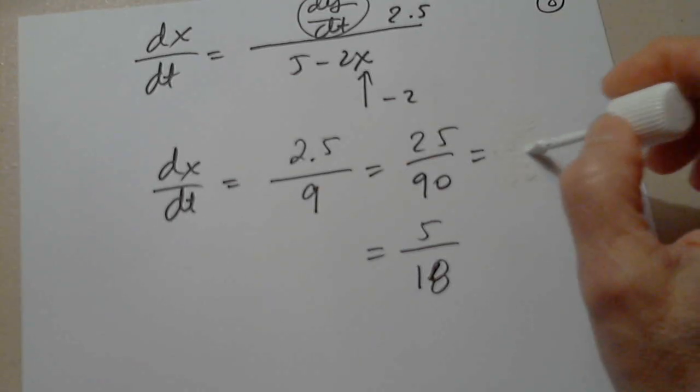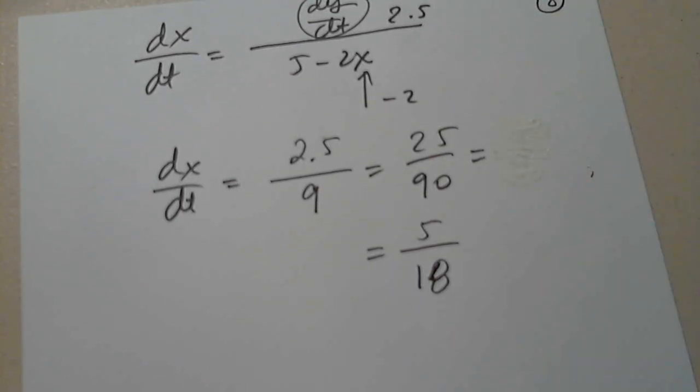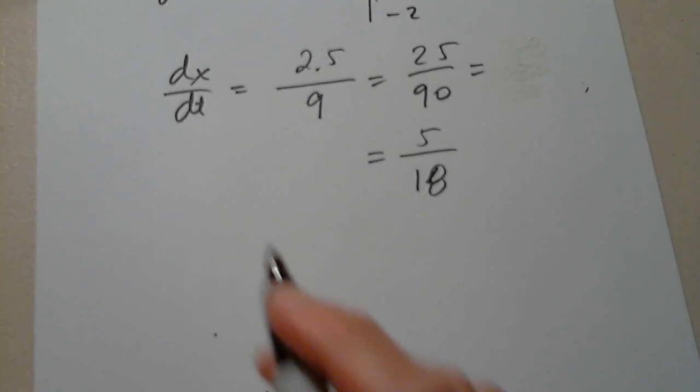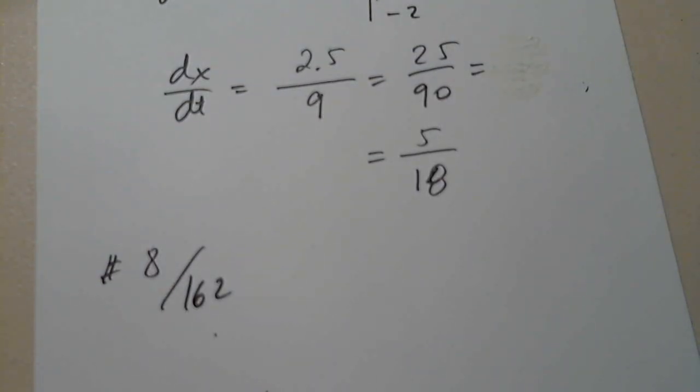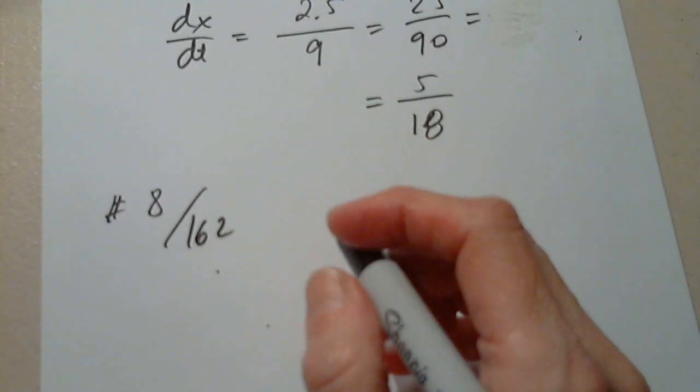Good. Other topics? Anything else? Can you go over number 8 on 162? Say it again. I heard 162, but I didn't hear the number. Problem 8. Yes, very good. So we have to differentiate.